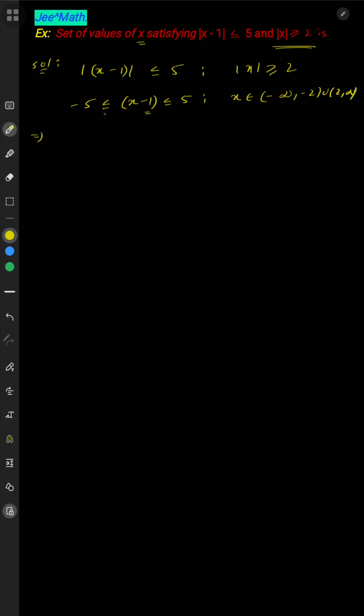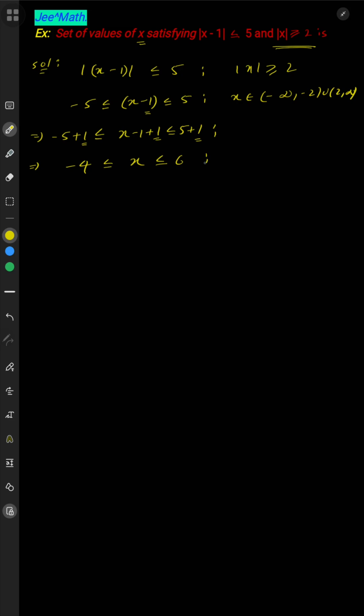So, adding 1 on all sides, that means −5 + 1 ≤ x − 1 + 1 ≤ 5 + 1. So 1 is added on all sides. So what are we getting? −4 ≤ x ≤ 6. And from the second inequality we got the interval directly. When you have the greater than or equal to symbol, you take (−∞, −2] union [2, ∞). When you have the less than or equal to symbol, you take [−2, 2].